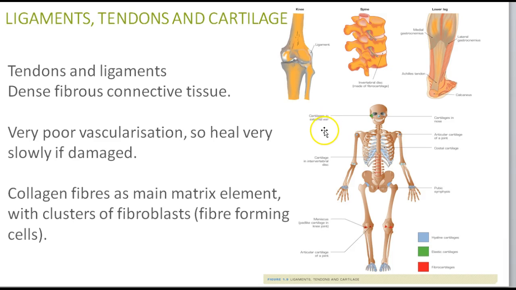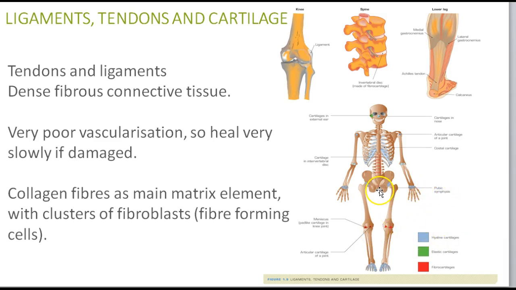So if we just go down here, we've got the external ear, the cartilage of the intervertebral discs, and the meniscus, which is a pad-like cartilage in your knee. You've got medial and lateral, and then you've got the articular cartilage of the joint, which is again in red. So we've got a little bit of color coding there.